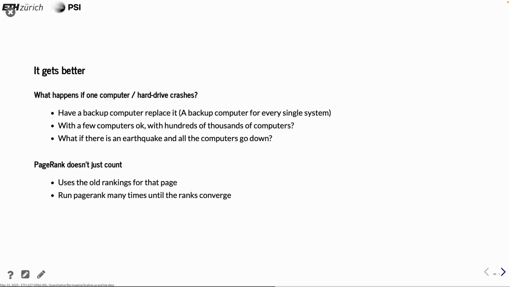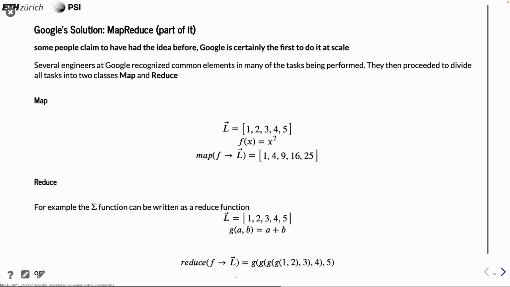And adding on even more complexity to the task is that the PageRank doesn't only count, it also keeps track of old rankings, and then it actually runs this algorithm until the ranks converge. So it's really massive, massive, massive computing. And here they needed to come up with a solution. And the solution for that, after a long story, we come to something called MapReduce.